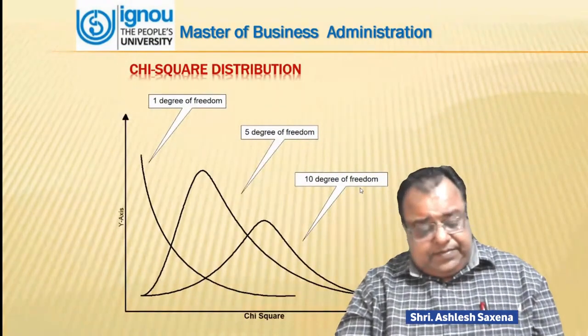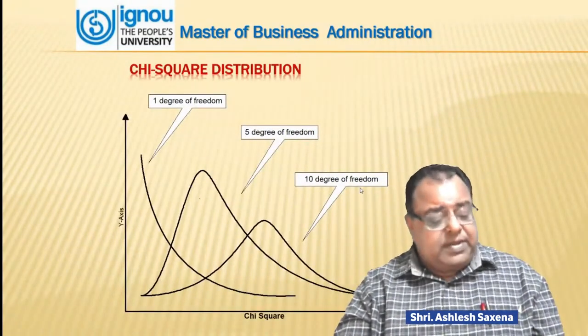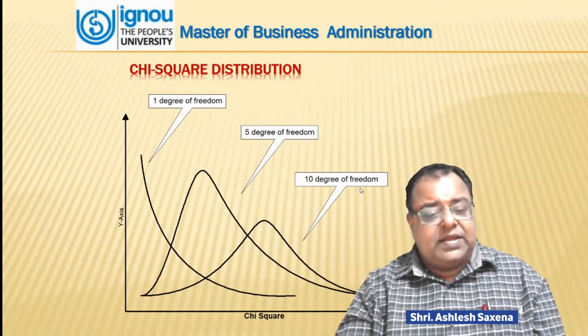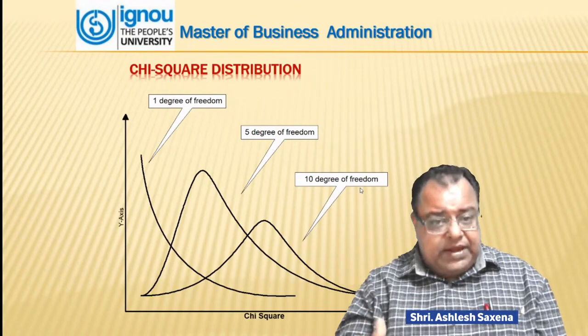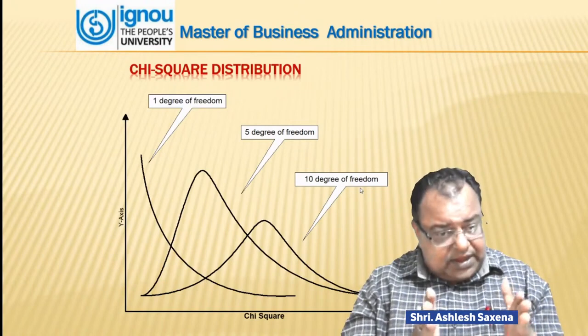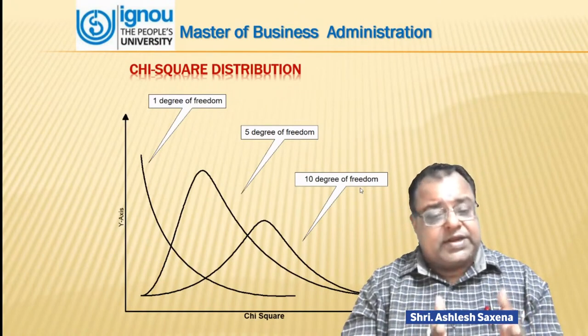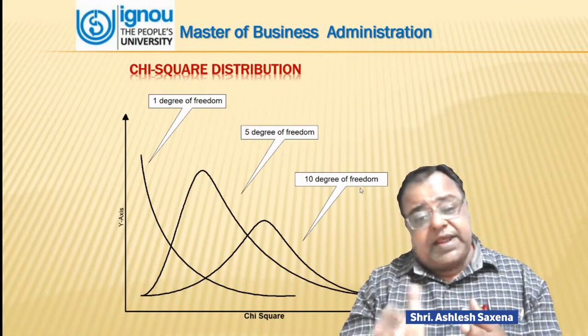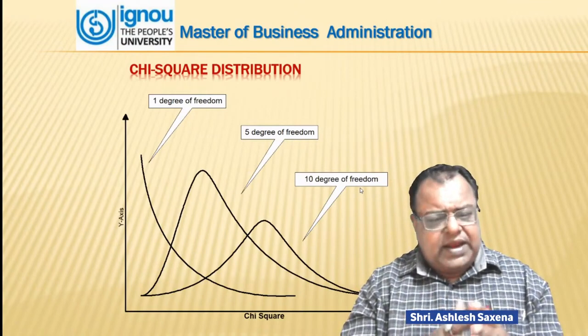We can see that in chi square test, the basic criterion is degrees of freedom. If we talk about one degree of freedom, we can see a graph which is similar to graph number one. And if degrees of freedom are increased from 1 to 5, it becomes somewhat like the graph which is shown in the center. And if degrees of freedom are increased to 10, we can see that it is shifting like a bell-shaped curve.